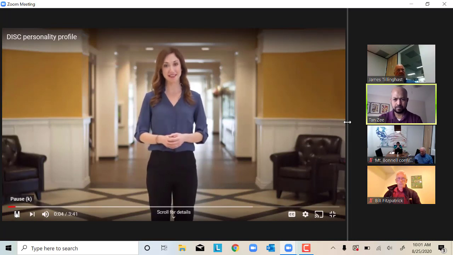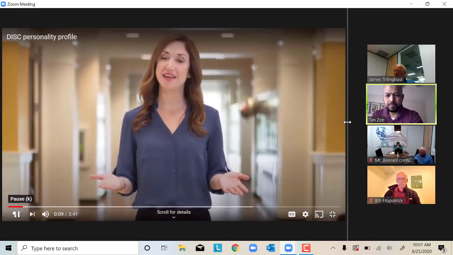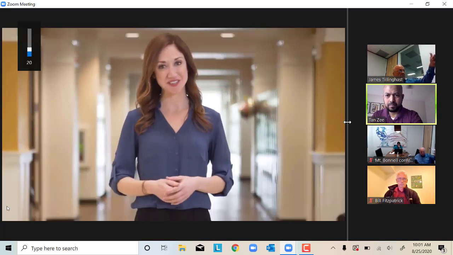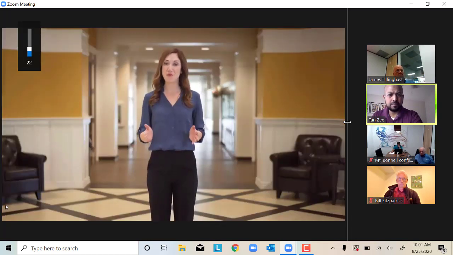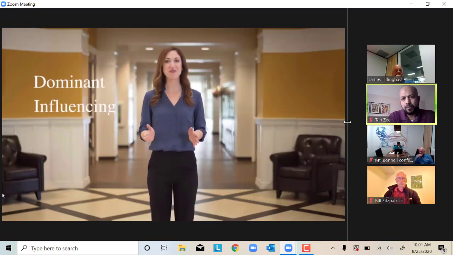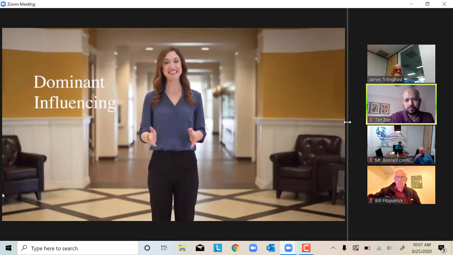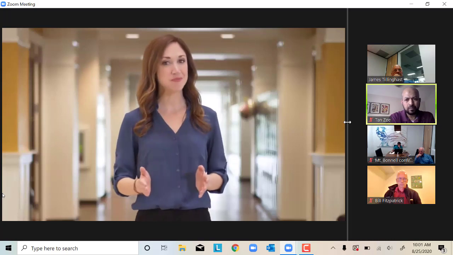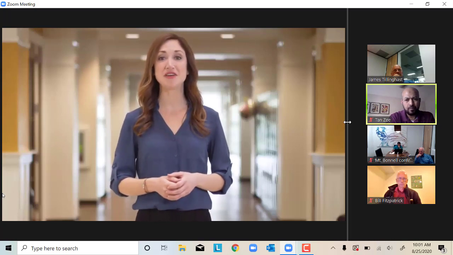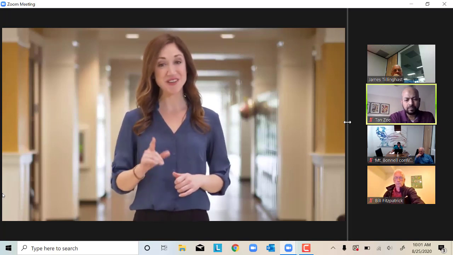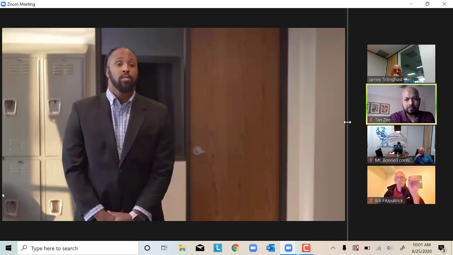But here's the cool thing. They are predictably different. We all are. And because of that, we can actually predict how people will act or react in a given situation. Our world is made up of 4 types of people. There's dominant, or the D style, influencing, which is the I style, steady, or the S style, and compliant, the C style. Generally speaking, those are the personality types of the people you interact with every day. And I'll let you in on a little secret. You're one of them. Let's take a look.